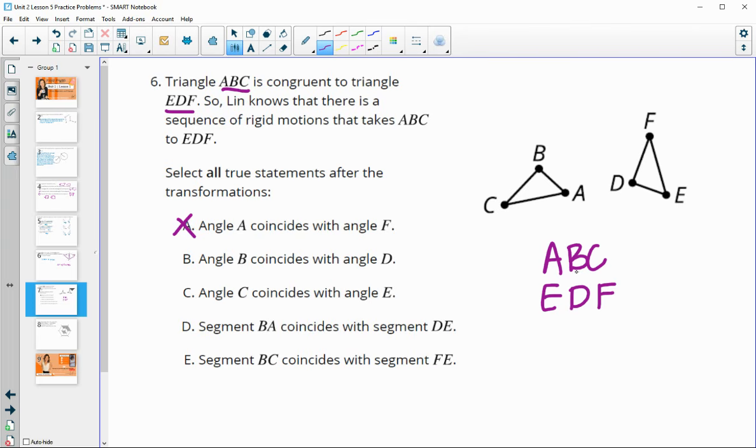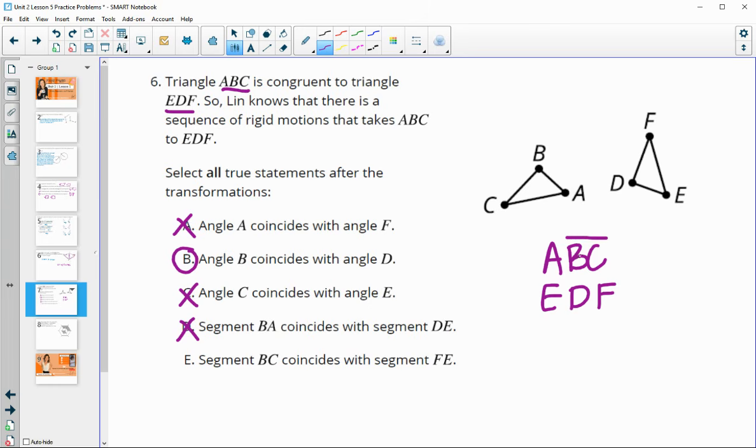B is going to coincide with D. That's true. C is going to coincide with E. That's false. And I like to do it this way because these triangles look pretty similar. They'd be easy to mess up if you're going by looks. So when they tell us which 2 triangles are congruent, it's nice to look at the order of those letters. Segment BA, so these first 2 letters, is congruent to segment FE, which is the first and the last. So that's going to be false.